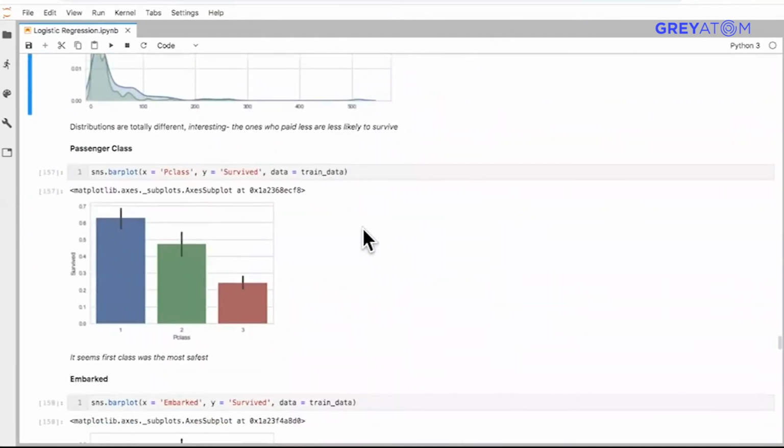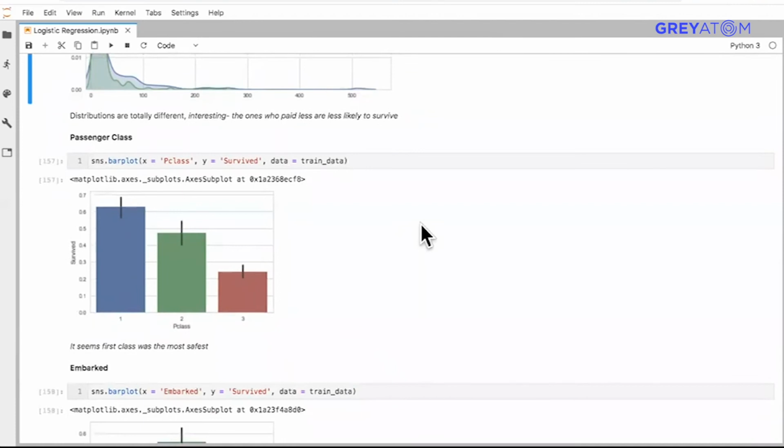Next, we move on to the passenger class. Who survived in what passenger class? So pretty strange, guys. People who are traveling in first class survived better compared to the people who were in second or third class.